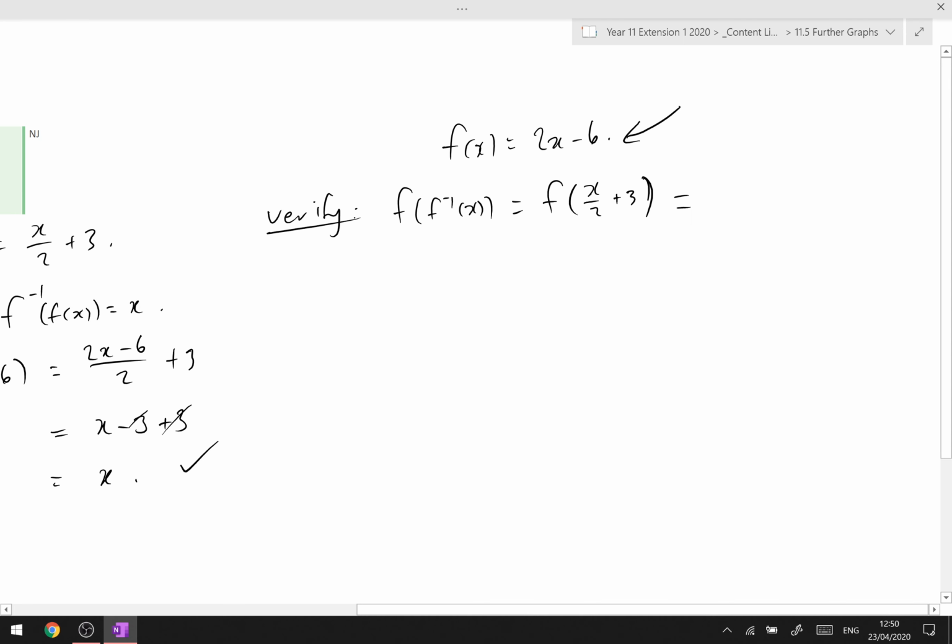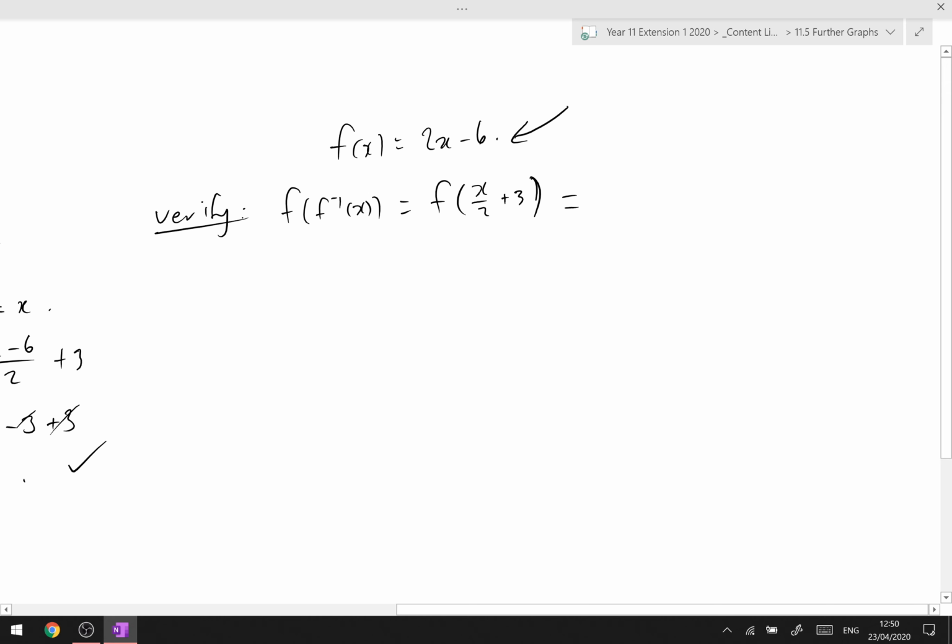So in this function, wherever I see an x, I'm going to replace it with x over 2 plus 3. So I get 2 lots of x over 2 plus 3, and then minus 6 on the end. So 2 multiplied by all that, so it's going to cancel with the bottom, so that's 2 times half of x, it just becomes x, plus 2 times 3, which is 6, minus 6. So 6 minus 6, well, that's just equal to x.